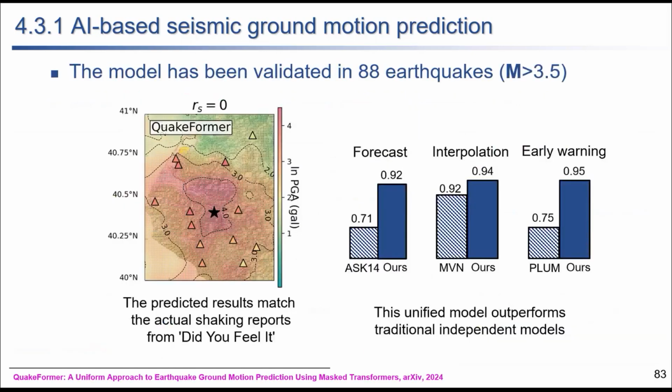And here is a typical case example. You can see that for the ground motion forecast case, the early warning case and the interpolation case, our model is better than existing models. You can download the paper from this archive link at the bottom.